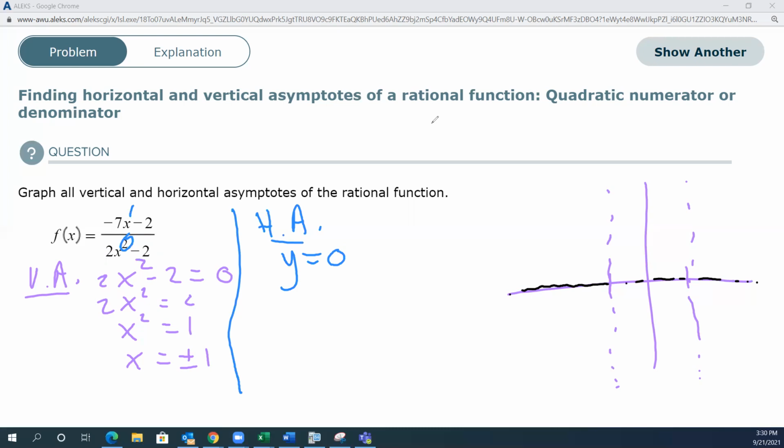And that's all they want us to do, just graph those things. And you can, again, go to your calculator and monkey around with the table and the graph to make sure that you got the right answers. That's a good idea.